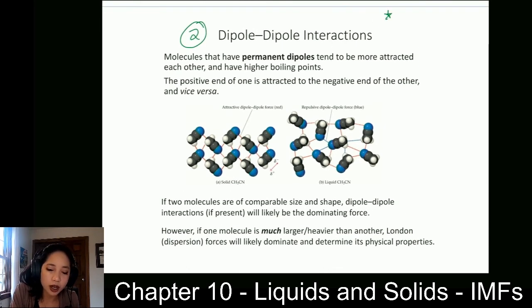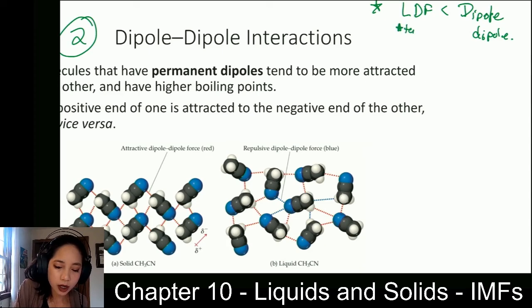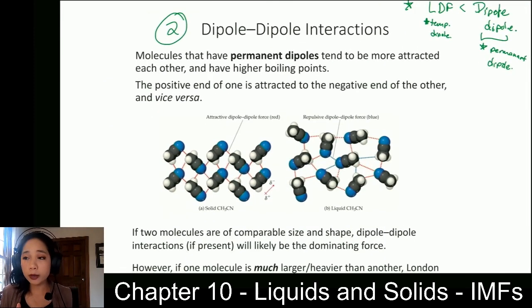So I'll just remind you that London dispersion forces are the weakest of all of our intermolecular forces. Then it's dipole-dipole. So dipole-dipole are stronger than London dispersion forces. London dispersion forces are based upon temporary dipoles, right? That's what we talked about, temporary dipoles. So dipole-dipole interactions are based upon permanent dipoles. That's what you see here on this slide. So molecules that have permanent dipoles don't have to make temporary dipoles. They're attracted to one another because you can think of them as little magnets.